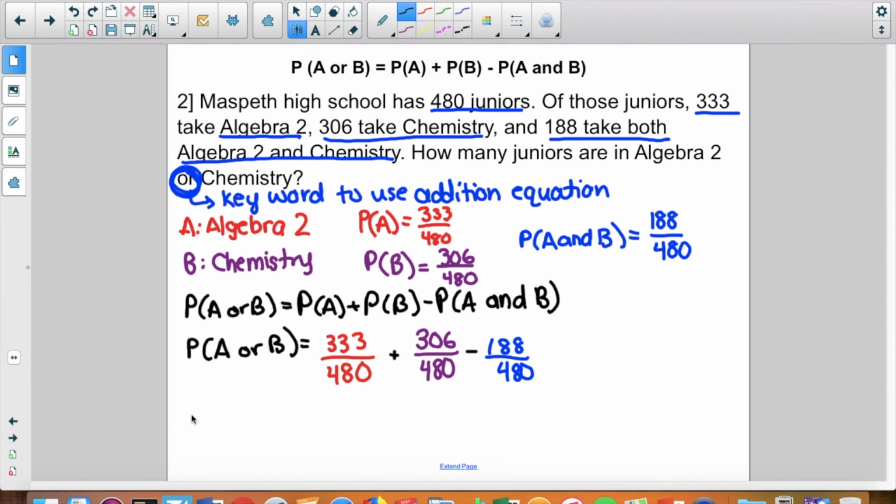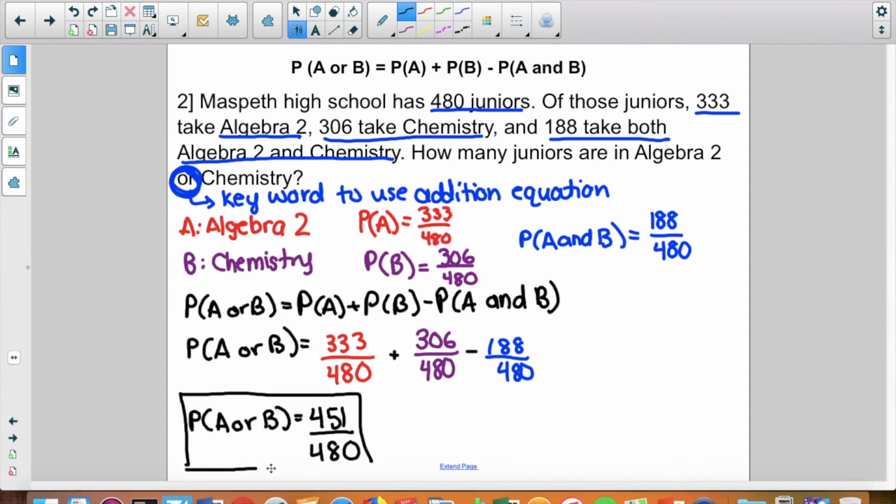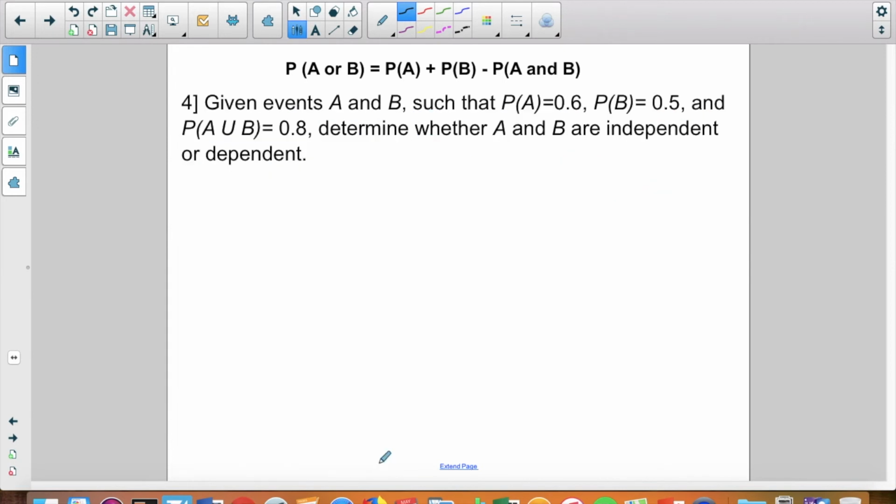So the probability of A or B is equal to 451, right? Yes, 451 over 480. If you want to write a sentence, you can. Okay, moving right along. Let's get to another example.